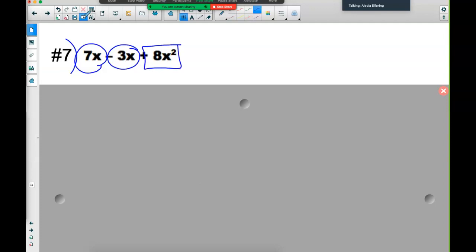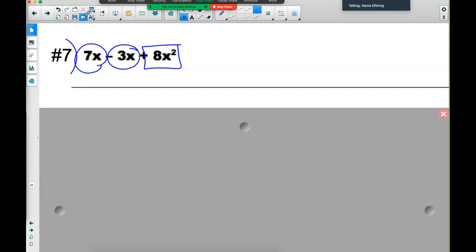Did yours look like that? Hopefully. Now, could you have done 2 boxes and a circle? Sure, that's okay. As long as the like terms have the same shape. Could you have done triangle, triangle, box? Yeah, I don't care. I just think circles and boxes are easier.